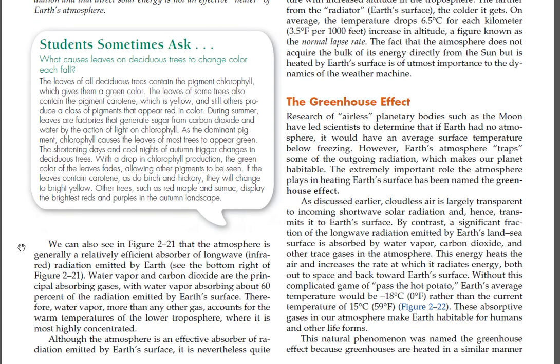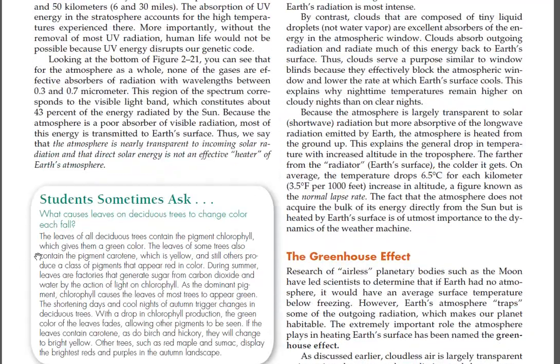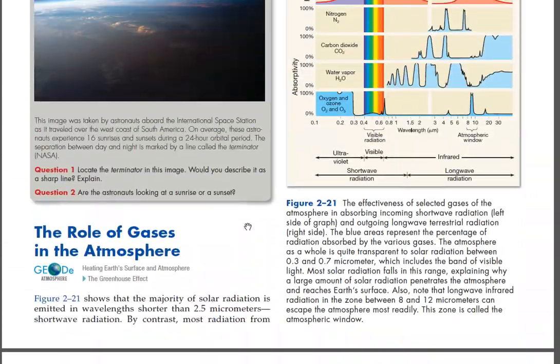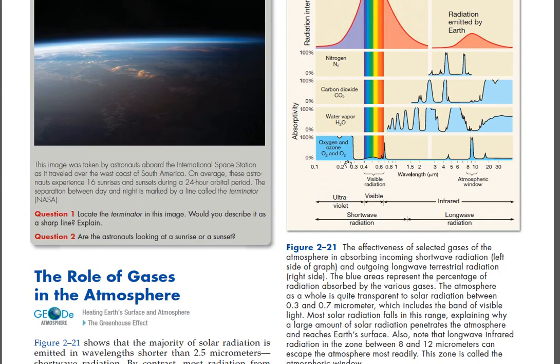We can also see in figure 221 that the atmosphere is generally a relatively efficient absorber of long-wave, infrared, radiation emitted by Earth. See the bottom right of figure 221. Water vapor and carbon dioxide are the principal absorbing gases, with water vapor absorbing about 60% of the radiation emitted by Earth's surface. Therefore, water vapor, more than any other gas, accounts for the warm temperatures of the lower troposphere, where it is most highly concentrated.